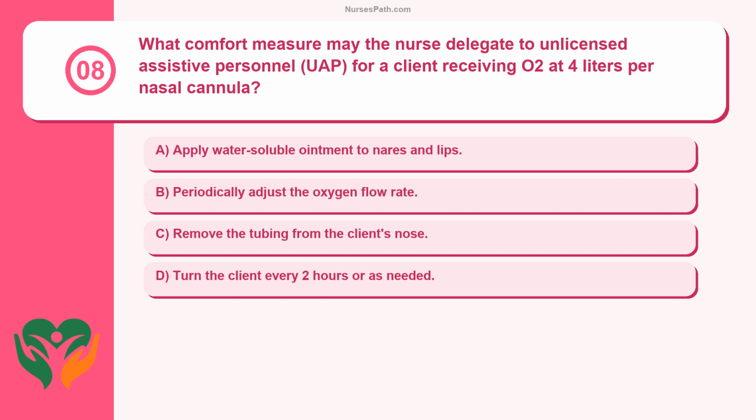Question 8. What comfort measure may the nurse delegate to unlicensed assistive personnel, UAP, for a client receiving O2 at 4 liters per nasal cannula? A. Apply water-soluble ointment to nares and lips. B. Periodically adjust the oxygen flow rate. C. Remove the tubing from the client's nose. D. Turn the client every 2 hours or as needed.